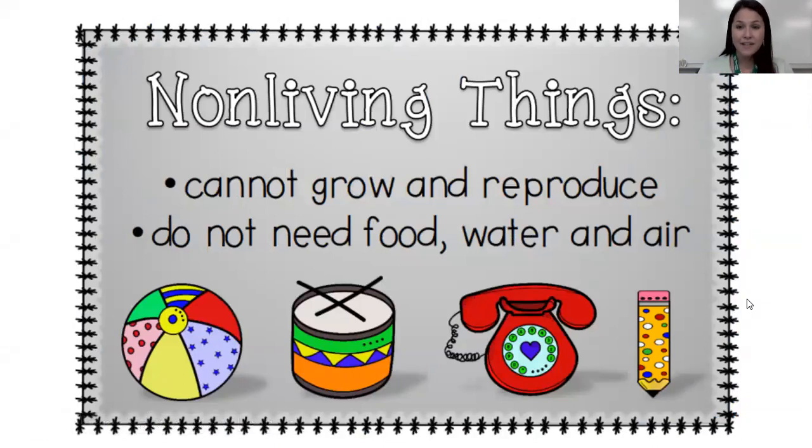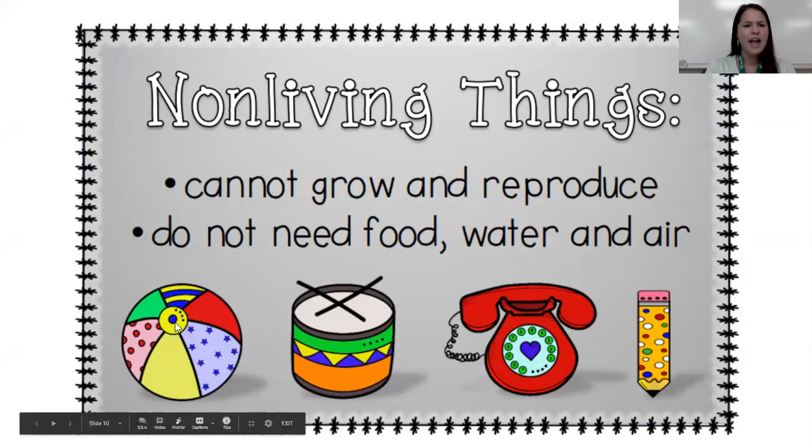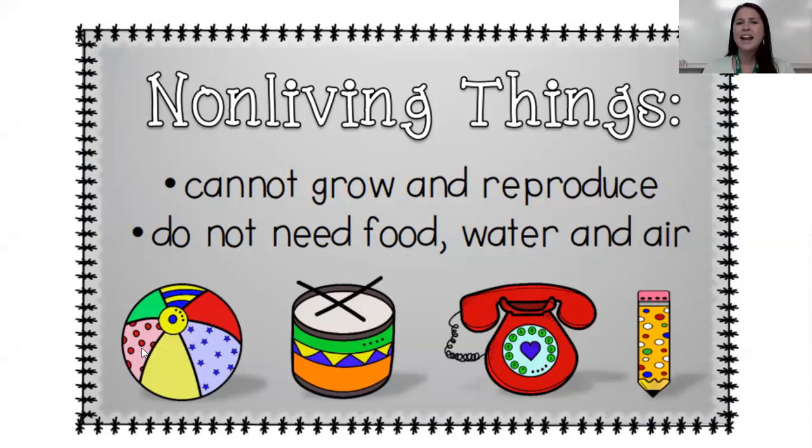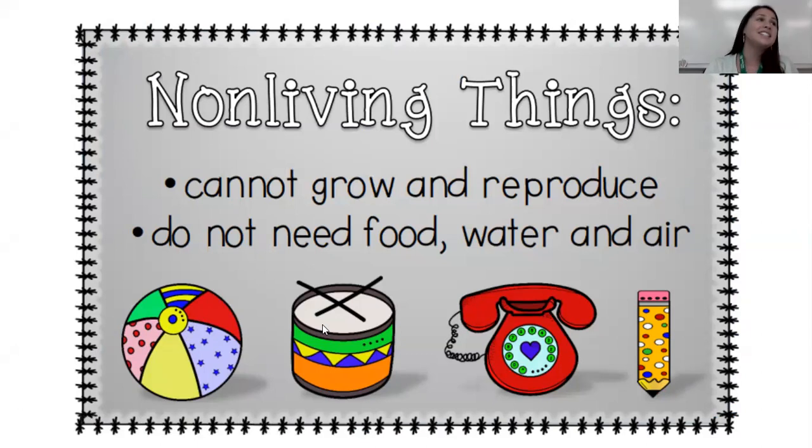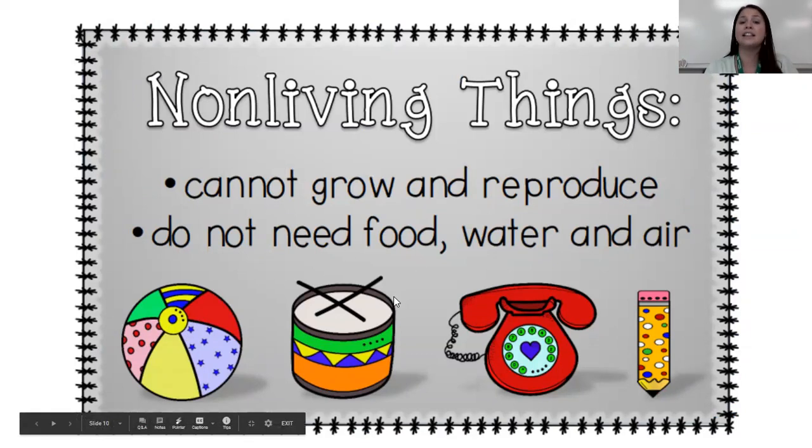Now, non-living things cannot grow and they cannot reproduce. They don't need food, water, or air. So if we look down here, I see a beach ball, which needs air to be blown up, but it doesn't need air to survive, because without air, it's just going to deflate. It's not going to not survive. I've got this drum here. A drum doesn't need food, water, or air. It does not grow, and it does not have babies. So this is definitely a non-living thing.